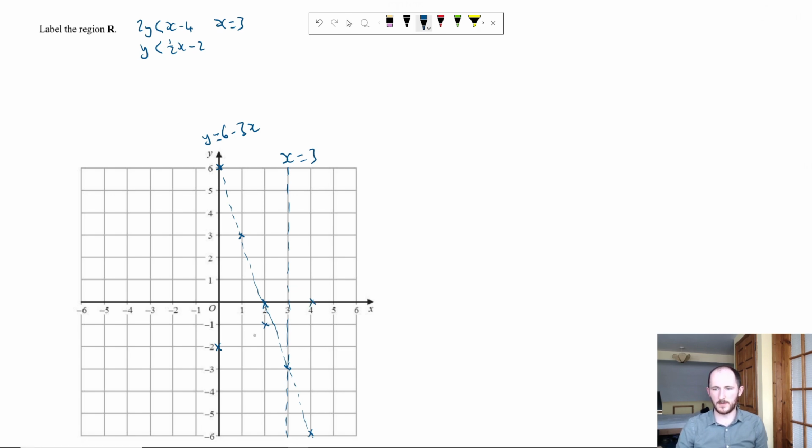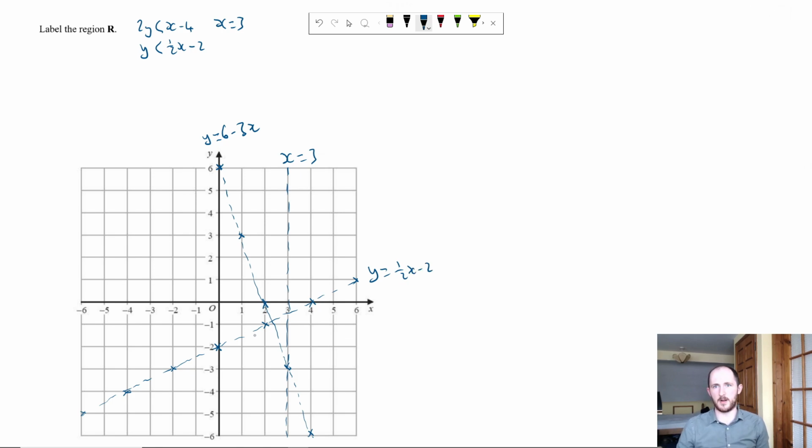2 to the right, 1 up. 2 to the right, 1 up. Whoops. And then we're just going to draw a dotted line. Again, ideally with a ruler. And it's going to be 2 to the right, 1 down. 2 to the right, 1 down. And let's label that line as y equals a half x minus 2.